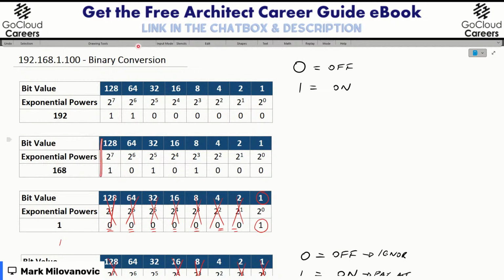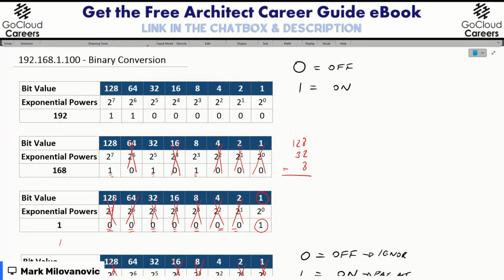Let's go to 168. I see that 128 is ticked on. Let's make sure we write it down. So that'd be 128. 64 is turned off. I'm going to ignore it. 32, I see a 1, so I want to write that down. 32. 16 is turned off. I'm going to ignore it. 8 is on, right? So I want to write that down. 4 told me to be ignored. 2, I'm ignoring because of the 0, and as well as 1.